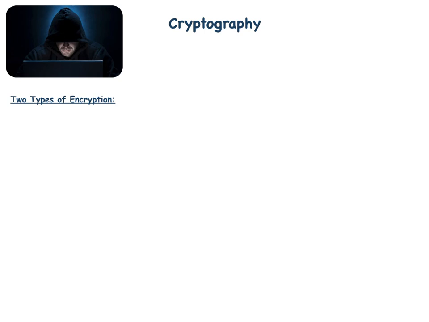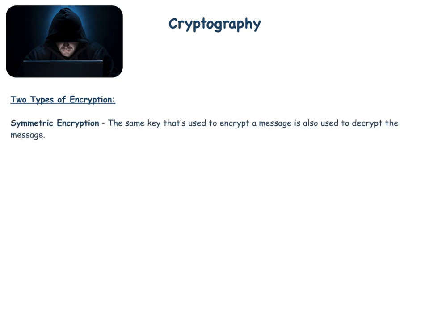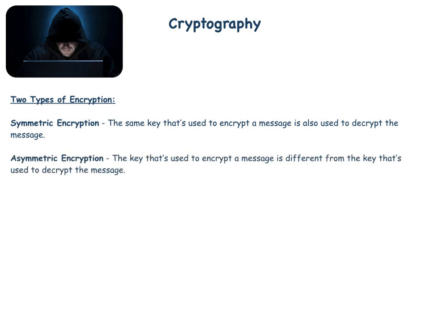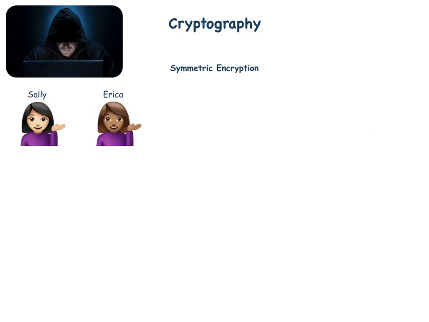In general, there are 2 types of encryption. Symmetric encryption, where the same key that's used to encrypt a message is also used to decrypt the message, and asymmetric encryption, where the key that's used to encrypt a message is different from the key that's used to decrypt the message. To further illustrate how these 2 approaches work, we'll use a classroom analogy.